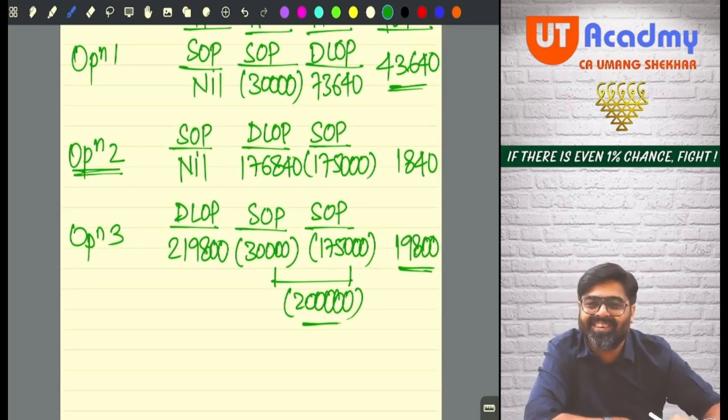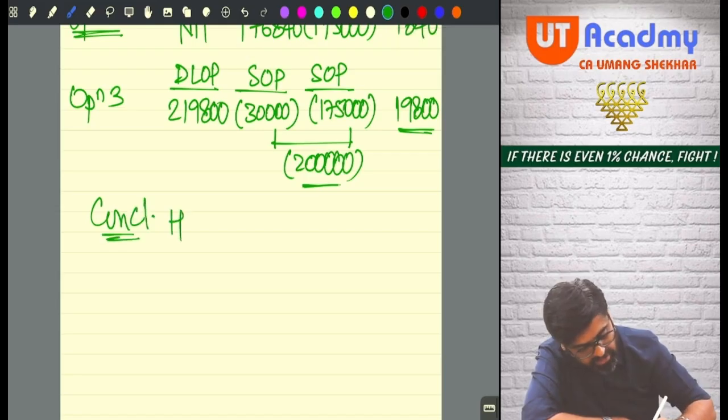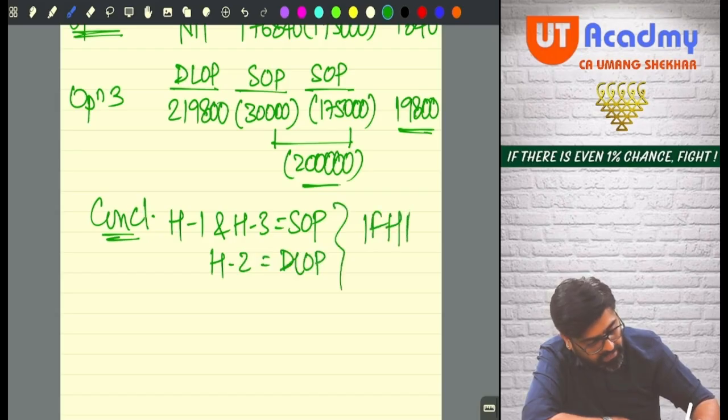Here the conclusion will be: H1 and H3 I will show as SOP and H2 I will show as DLOP. Yes or no? In that case, my income from house property taxable for me will be 1840.